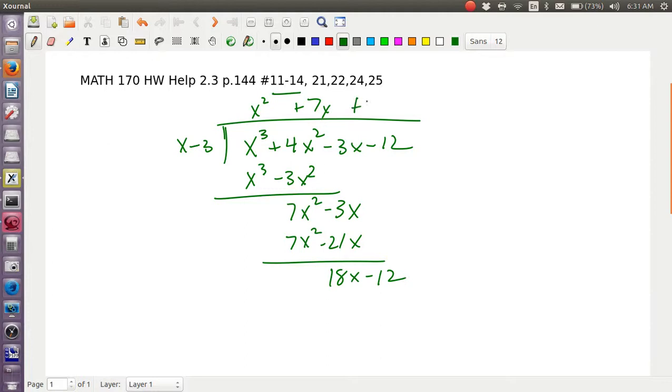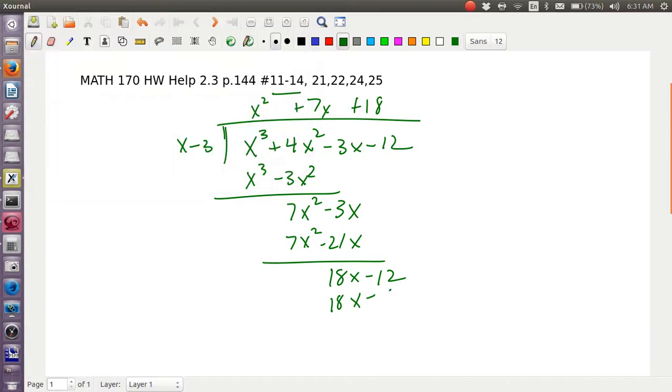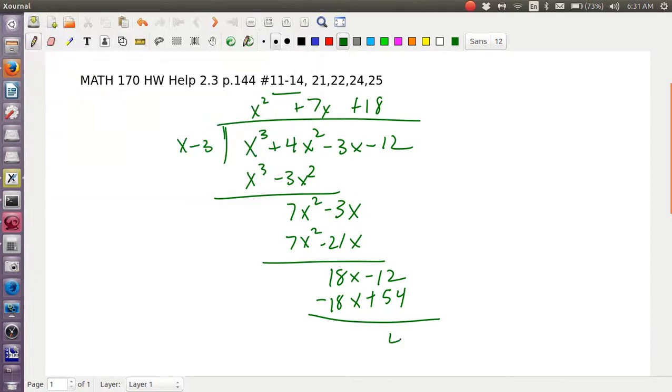And then you're going to just add 18. 18 times 3 is 54. Okay, I am going to change the sign because otherwise I'm going to get confused. 54 minus 12 is 42. So the remainder is 42 over x minus 3.